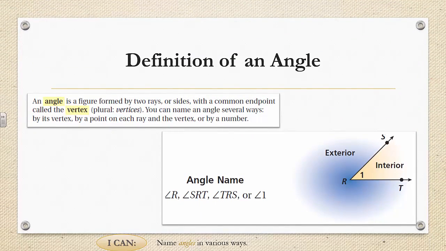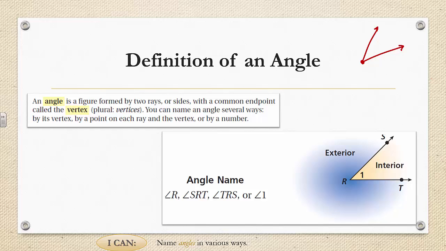So let's talk about what an angle is at first. An angle is a figure formed by two rays with a common endpoint, and we call that endpoint a vertex. So remember, a ray was one of those terms that we built on. We took a point and a line and kind of put them together. So if I just have one ray out in space that connects with another ray that happens to have the same endpoint, I've just made an angle.